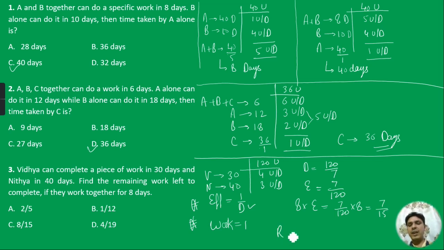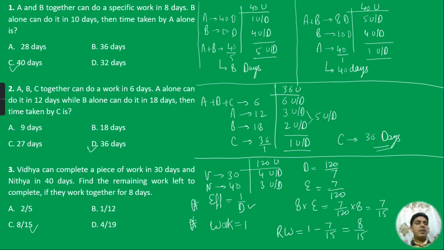Right? You have to find the remaining work here. So I said that work is always 1. Subtract the work done from the total work. Total work is always 1, and the work that has been completed is 7 divided by 15. So students, the answer of this question will be 8 divided by 15. So option number C will be the right option.